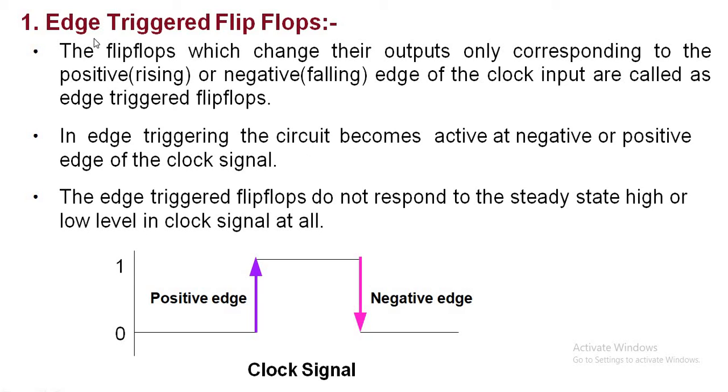In this we will see edge triggering first. The flip-flops which change their output only corresponding to the positive or negative edges of the clock input are called edge triggered. That means the flip-flop will change its output, or respond, when it is triggered at edges of the clock signal, either positive edge or negative edge.